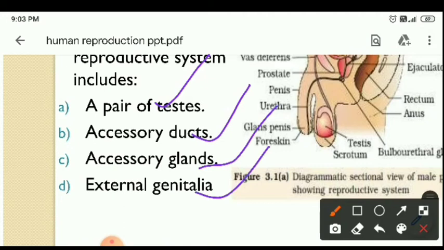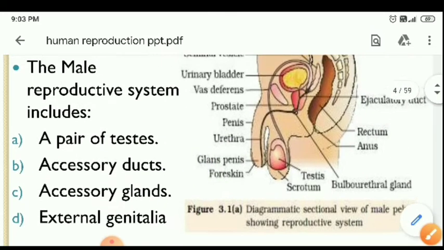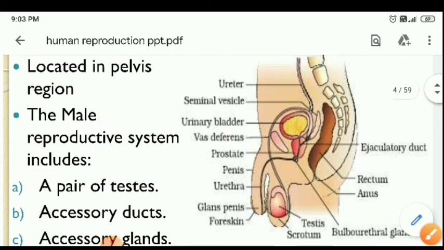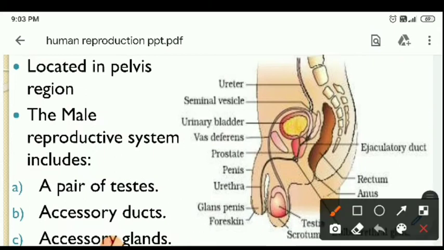So what is a pair of testes? Now we understand, and this is a diagram. This is the testis, and next is the epididymis. It is followed by the tubulus rectus. Next, it elevates to the vas deferens, and it is followed by the seminal vesicles.